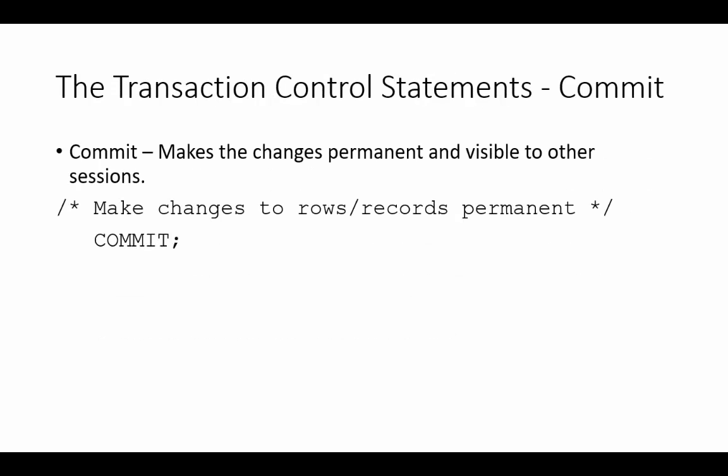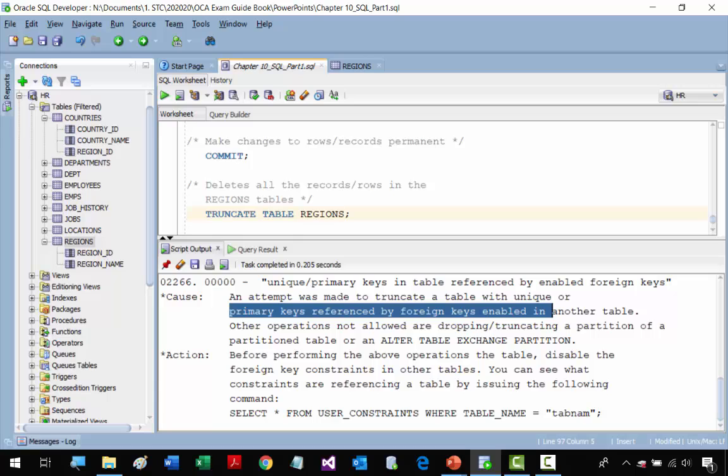Now we come to commit. Commit makes the changes permanent and visible to other sessions. In our examples, we've used commit several times, and make sure you run your commit after you insert records or make changes to your records.